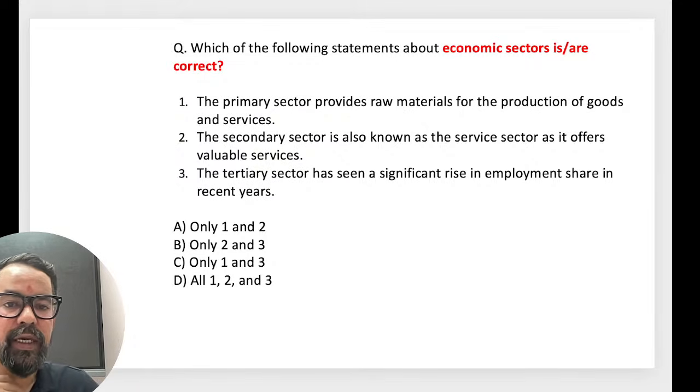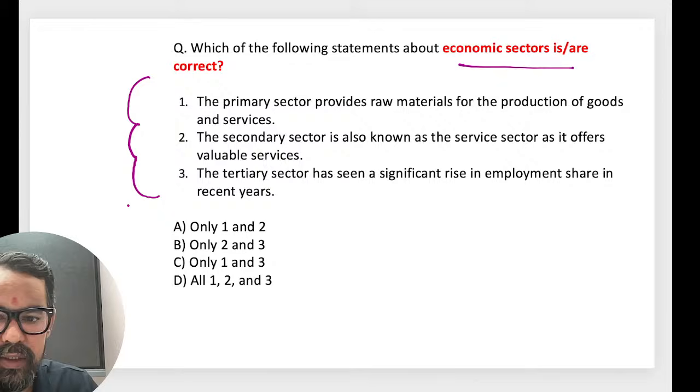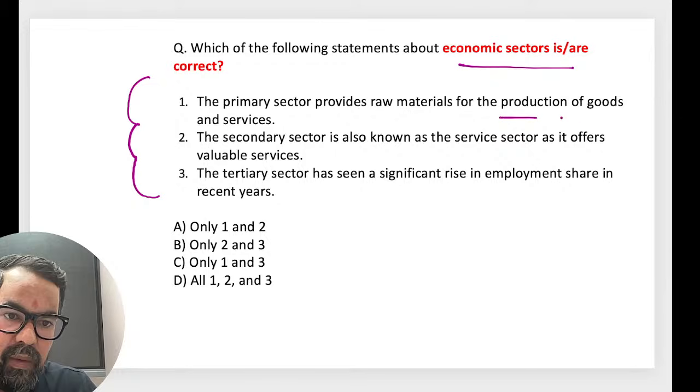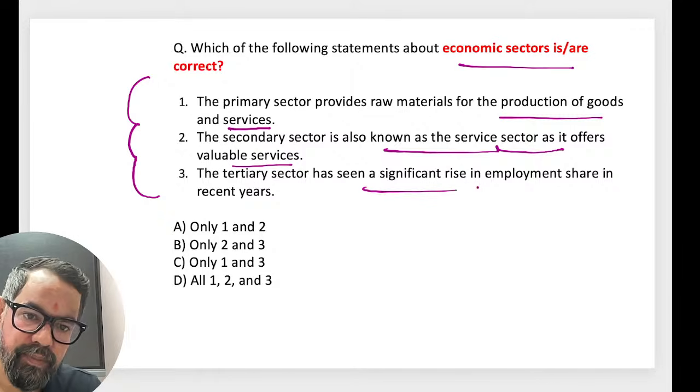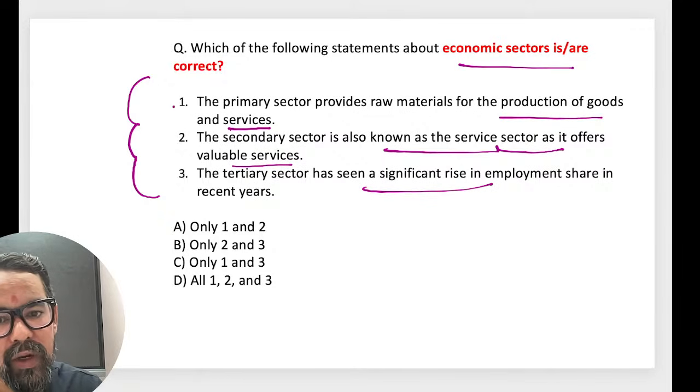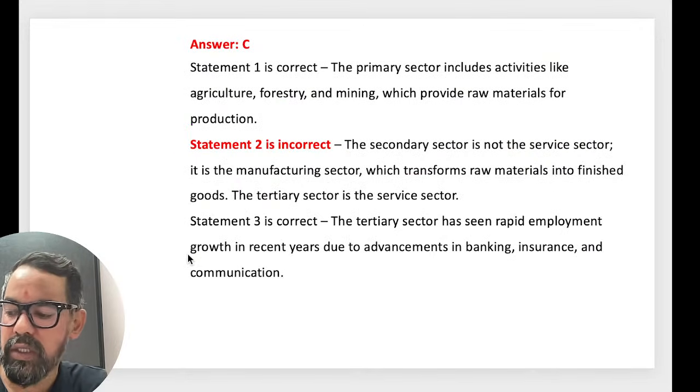So first question, guys. Which of the following statements about the economic sectors are correct? A very easy question, I guess. It is very easy. So what will be your correct answer? 1 and 3, this is wrong. The secondary sector is manufacturing, not the service. So 1 and 3 means option C will be the right answer for this particular question.